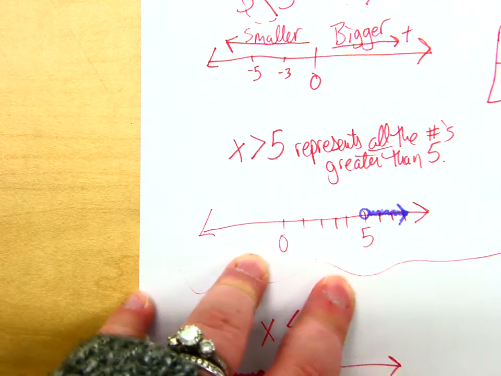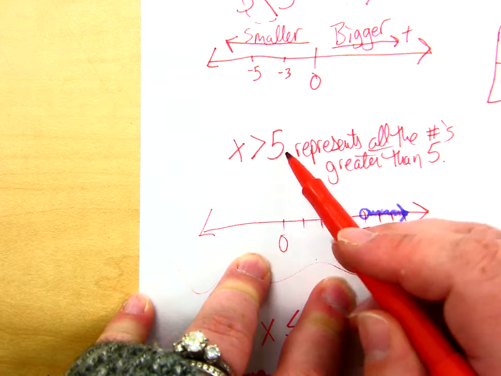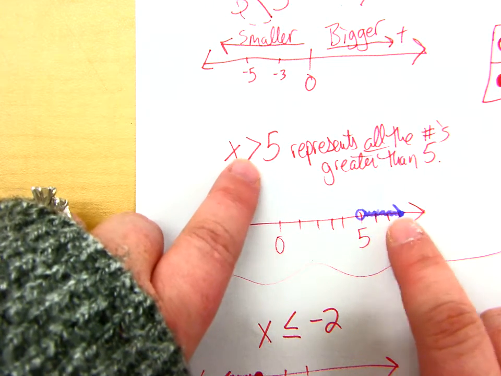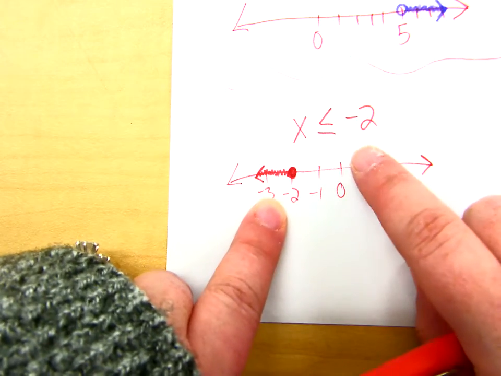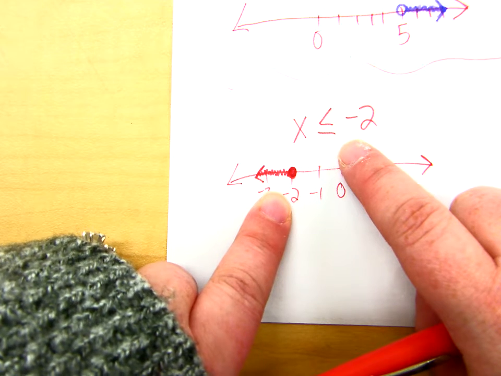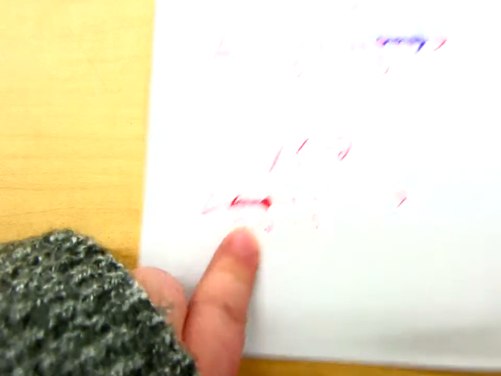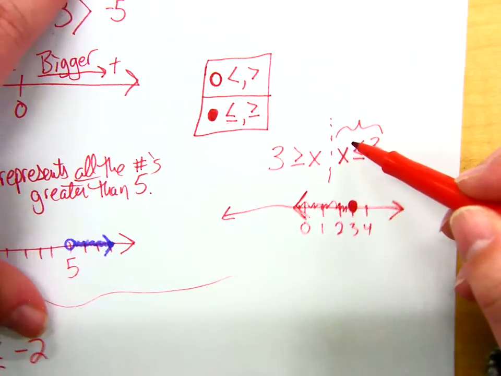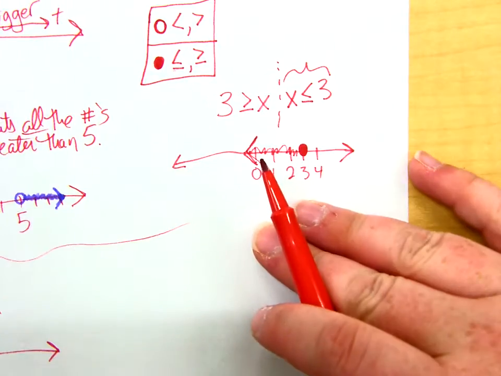Look at the first one we did. X was greater than 5. Look how my arrowhead and the arrowhead of the inequality symbol match. So that's always true, even on this one, as long as you have the variable written first. Okay? So in my opinion, it's worth the time to rewrite it like this. Do you have to? No.